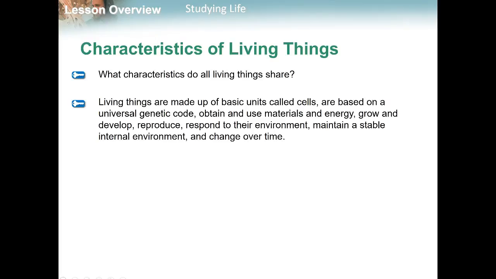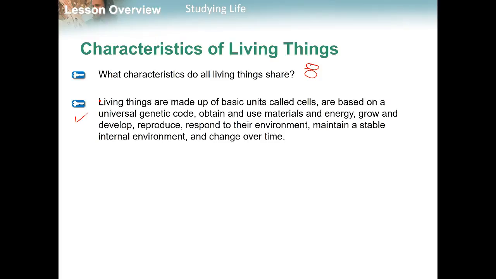We've got some key concepts here. What characteristics do all living things share? And we're going to talk about those. We're going to see that there's 8 characteristics altogether. And then living things are made up of basic units called cells, and they are based on a universal genetic code. So these are the 8.